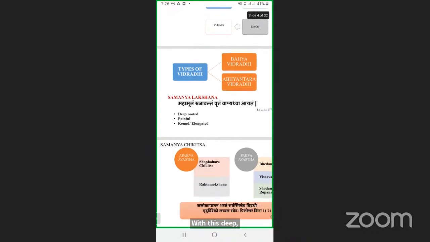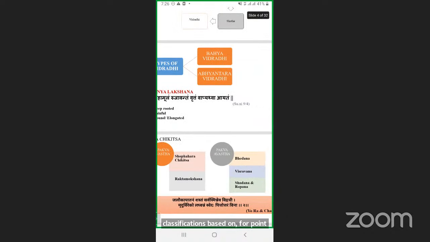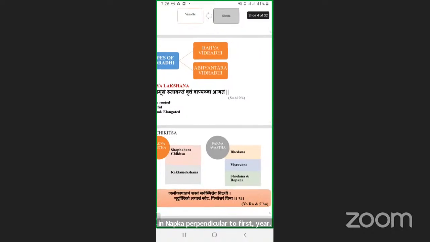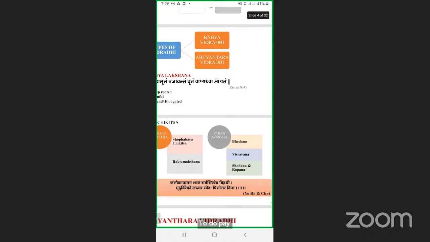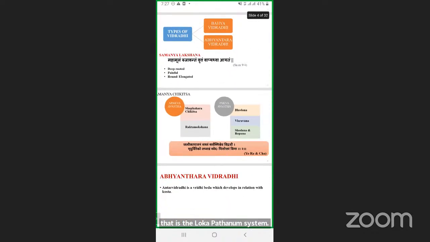Coming to Samanya Chikitsa of Vidradi, we have two classifications based on Apakva and Pakva Avastha. In Apakva Avastha, we have to do Shotha Chikitsa, then Rakta Mokshana. In Pakva Avastha, we have to do Vedana, Sravana, after that Shodhana and Ropana. Next, coming to Yogaratnakara's reference of treatment of Vidradi, that is Jaloka Patanam Chastam Sarvasmineva Vidradi to Vireko Laghunam Svedam Chittotaram Vinaha. These are the treatments explained by Yogaratnakara.